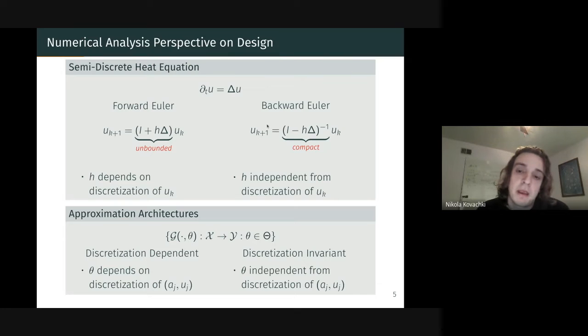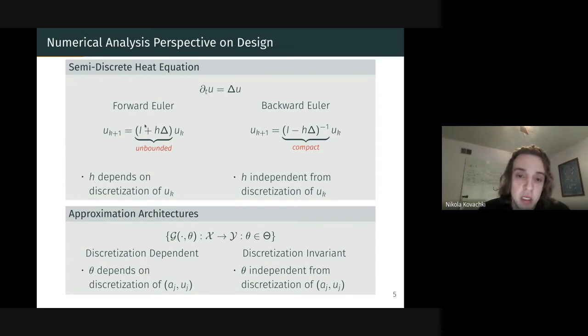On the other hand, if I discretize this with a backward Euler method, then what I have here is I minus h Laplacian inverse. This is a compact operator. And this iteration makes perfect sense in function space. Because I can apply this over and over and over, and I will never lose regularity of uk. You will stay in the same space.